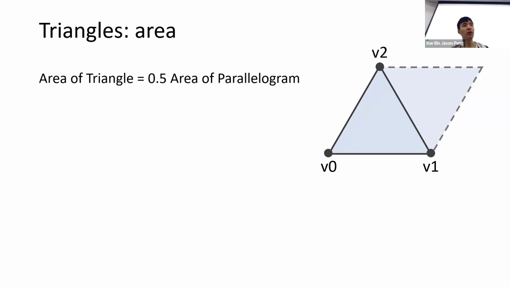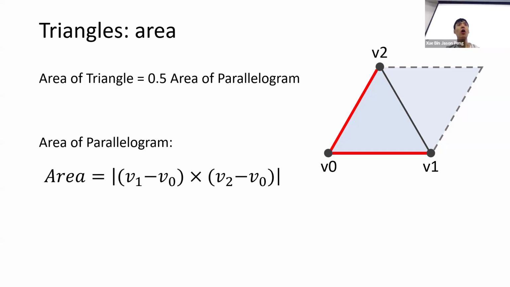This might seem like an indirect way of calculating the area of a triangle. But the reason we want to do this is that we can calculate the area of a parallelogram in a very efficient manner. To calculate the area of a parallelogram, we can take two edges of the parallelogram. It can be any two edges, they just have to be adjacent in the parallelogram. We can calculate the cross product between these two edges. In this case, the vertices are in 2D.